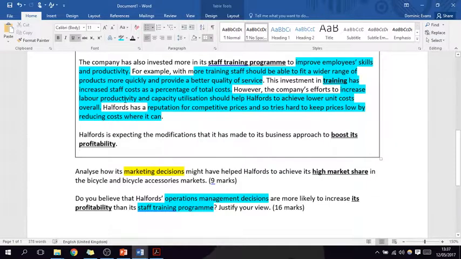Companies' efforts to increase labour productivity and capacity utilisation should achieve lower unit costs. So these are measures of operational efficiency. It's got a reputation for competitive prices, so it tries hard to keep prices down by reducing costs. Okay, lots there about operations that we could use. Just the final bit I've highlighted there, they're talking about profitability.